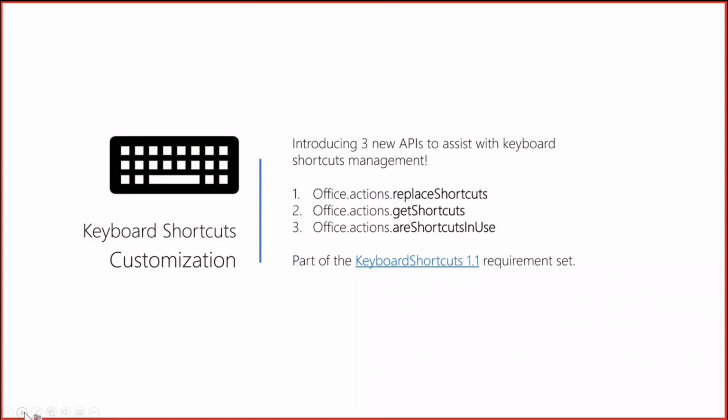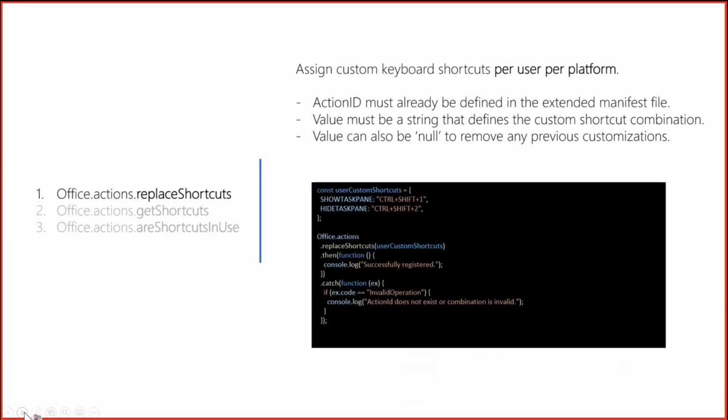All right, the very first API we have is called replaceShortcuts. Essentially, this is the bulk of customization. This allows you to change that shortcut combination that you may have defined in your extended manifest file. Your extended manifest file is the file that you're linking in your manifest that includes your original set of all the different shortcut combinations. Now you can use office.actions.replaceShortcuts, and all you do is feed it that action ID and any new shortcut combination that you would like to replace whatever you have had in the extended manifest file.